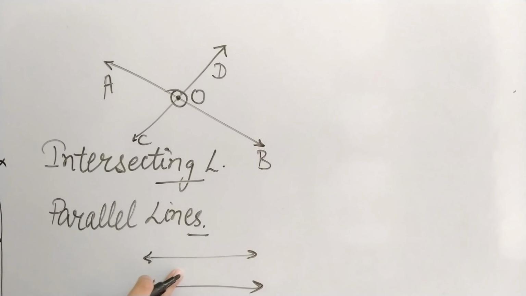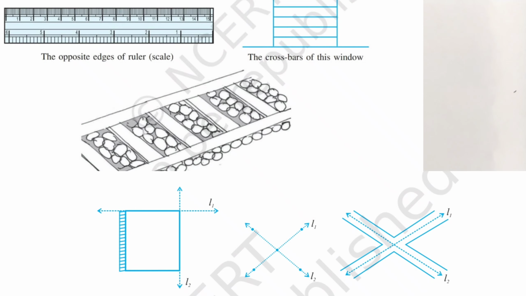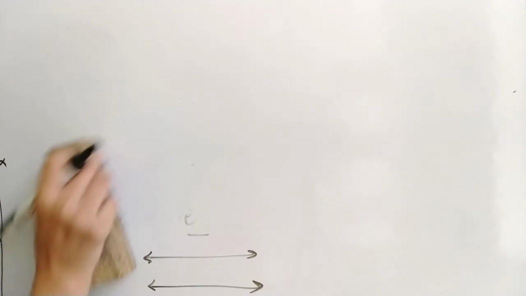So these are called parallel lines. Now here on the screen some examples of intersecting lines and parallel lines are shown. You can easily identify what are the intersecting lines and what are the parallel lines from these figures. Now moving ahead to the next term.